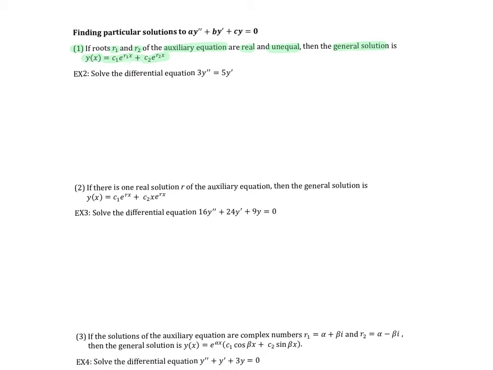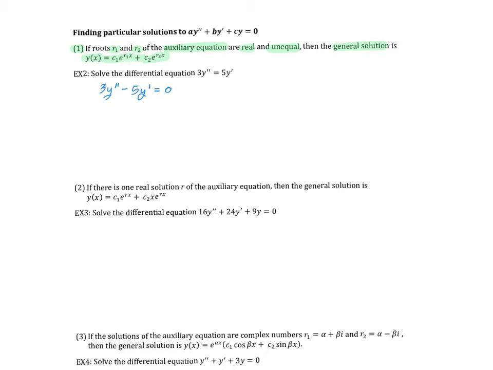Let's go ahead and look at an example. In example 2, we want to solve this differential equation: 3 times the second derivative of y equal to 5 times the first derivative of y. Well, the first thing I want to do is set it equal to 0 to get 3 second derivative of y minus 5 first derivative equal to 0. Notice that there's no y in there, but that doesn't matter.